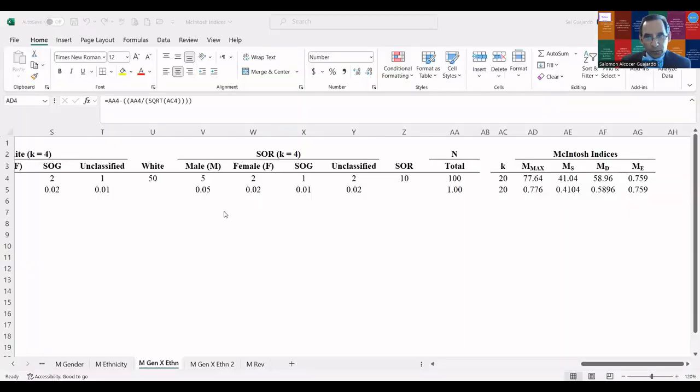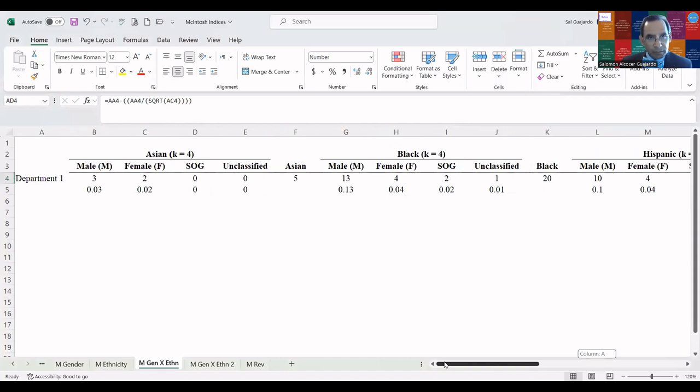So now let me apply the McIntosh index to the ethnic diversity data that was presented again in episode 1 and episode 2. And let me go to share. So again, here's the data represented in a row. Here I have ethnic data by ethnic group. In this organization, there are 5 Asians in the workforce. They are classified as male, female, some other gender, or unclassified. So the K for gender is going to be 4.